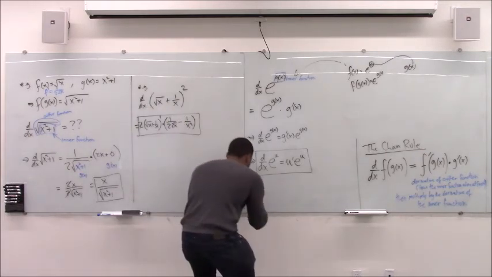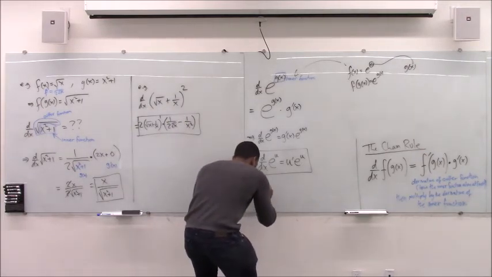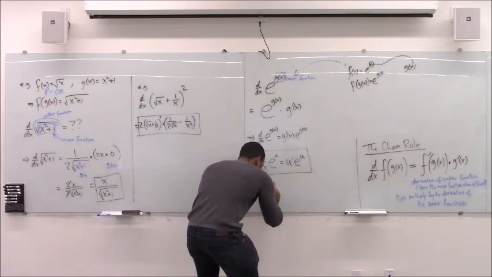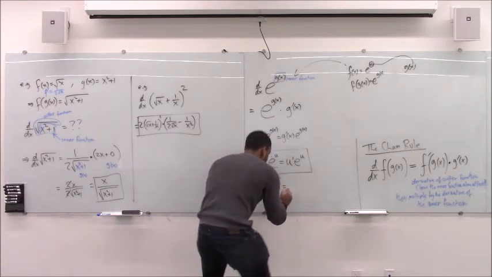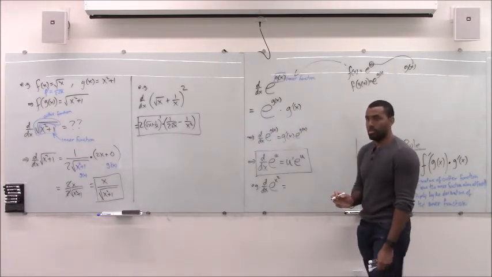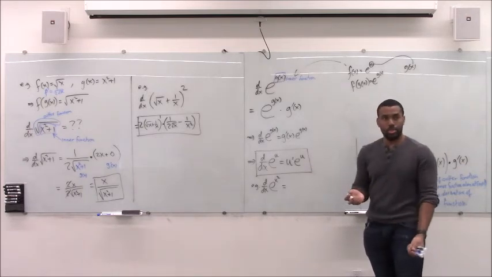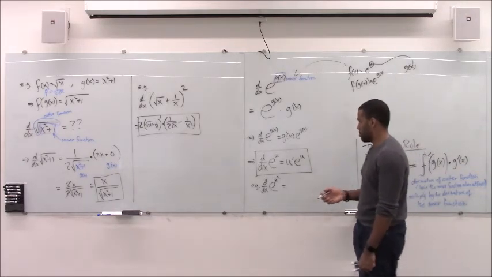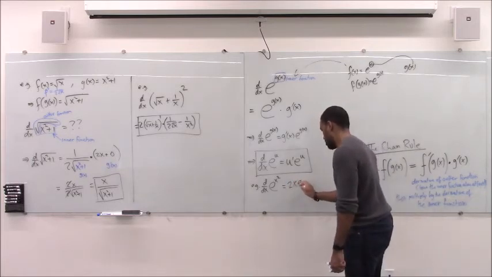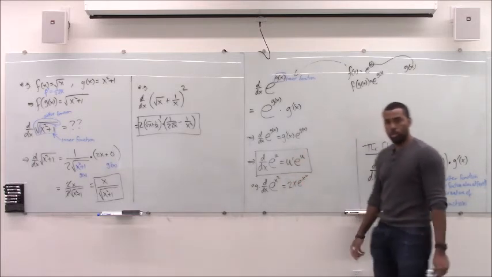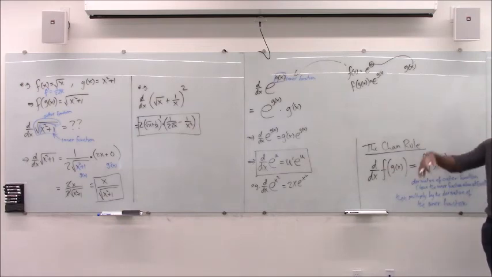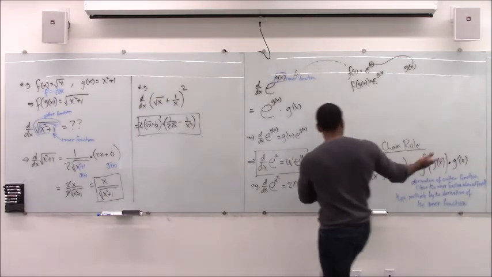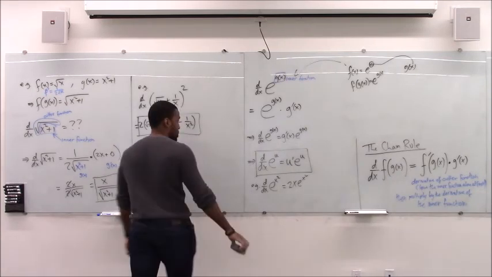So for example, I could say, what is the derivative of e to the x squared? What is the derivative of e to the x squared? Yeah. 2x times e to the x squared. Right. Want to differentiate e to something, it's the derivative of the power times the original function. We know that by the chain rule. Don't have to go through a limit definition.